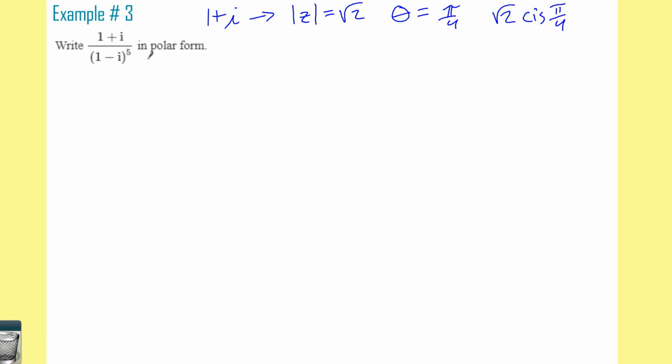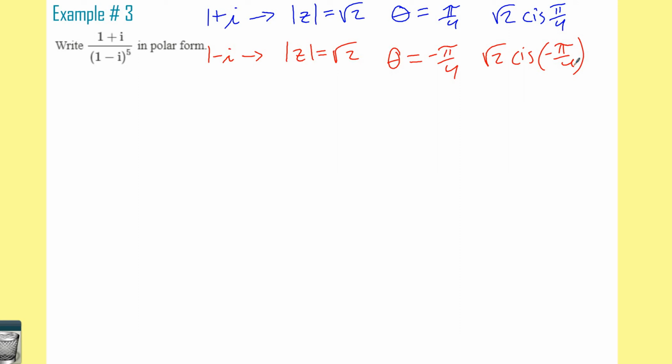Now convert the denominator. So 1 minus i, we convert that first. The modulus would be, again, the square root of 2. And your theta, the inverse tangent of negative 1, so what's that, negative pi over 4. So this is going to be the square root of 2 cis negative pi over 4. But we need to raise that to the 5th power.